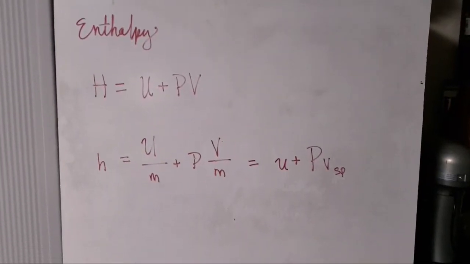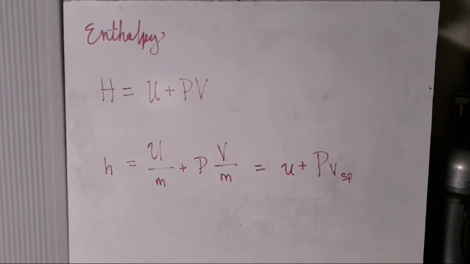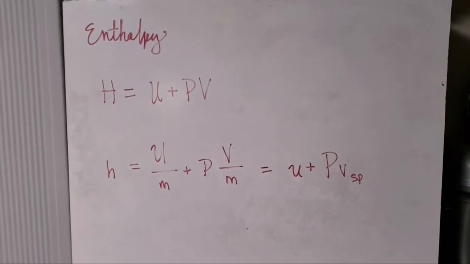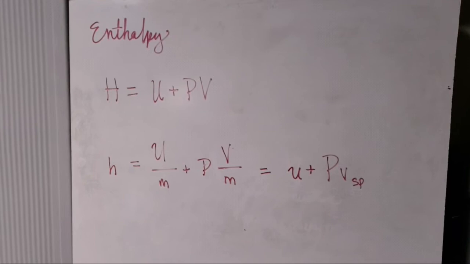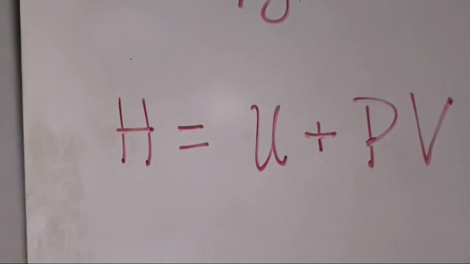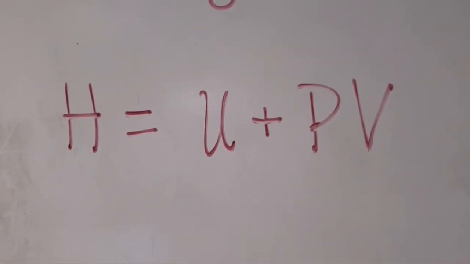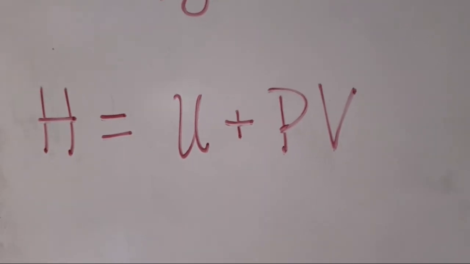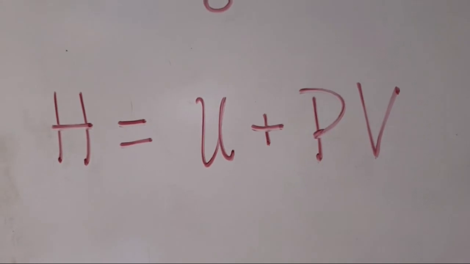All right, so now let's have a word about enthalpy. Enthalpy is the internal energy of a system plus the pressure times the volume. You see capital H right here is going to be your enthalpy value. U is going to be the internal energy of the system, and then you're going to add the product of the pressure and the volume together.